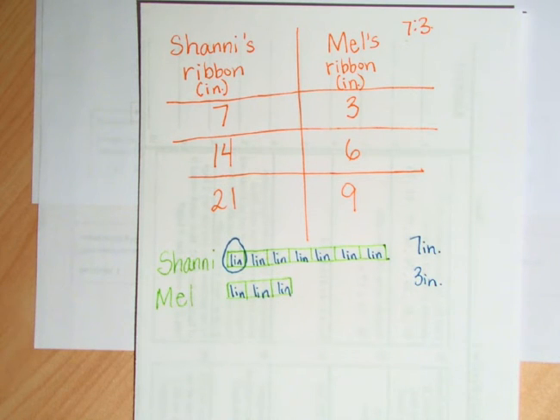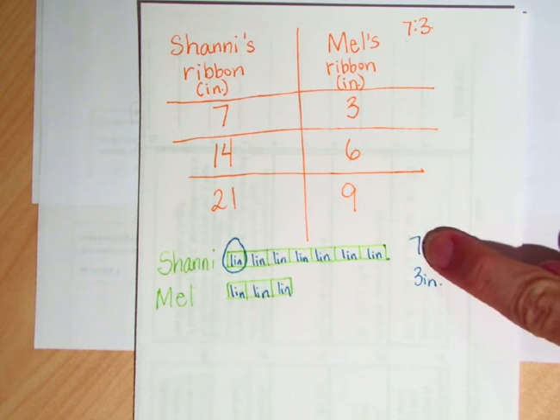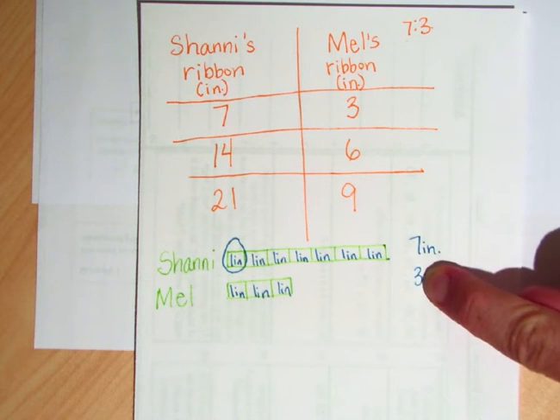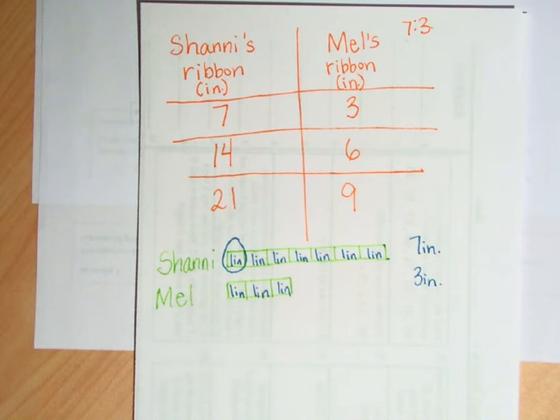Now, remember, our ratio is still 7 to 3. We don't need the labels on a ratio. It's just a comparison of 2 numbers, 2 quantities. We know in our minds that it's inches, we know in our mind it's a length, but our ratio is just expressed as numbers.